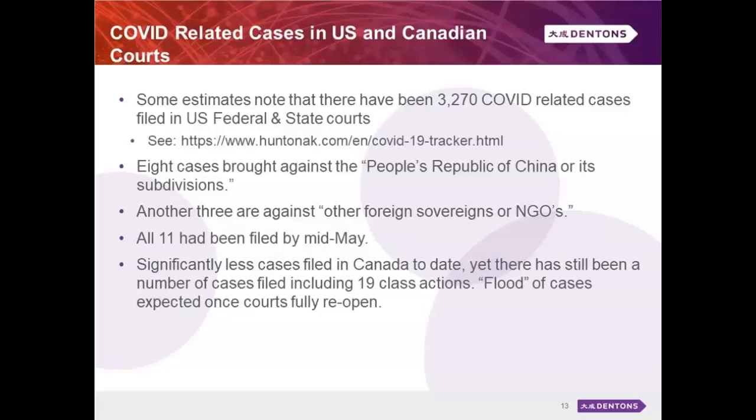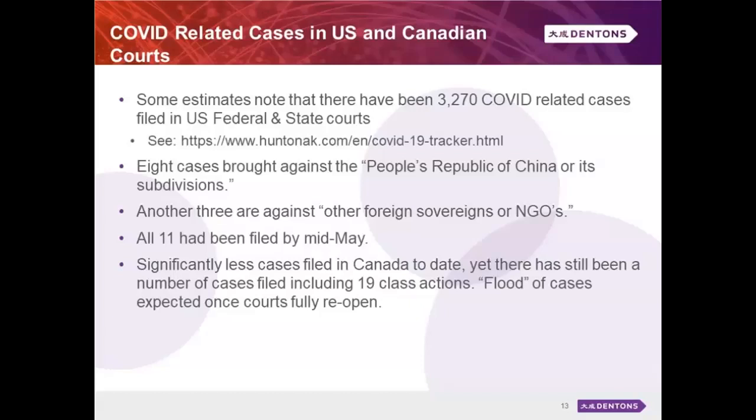Of these, a handful relate to foreign entities. Some have been filed against China or its government agencies, and another 3 have been filed against foreign sovereigns or NGOs. Now, these numbers are just as of mid-May, so surely they have increased in the past 2 months. And while Canada is not known to be quite as litigious as the United States, even Canada has seen an uptick in lawsuits, including in class action lawsuits, which we've seen a lot of in the United States as well.